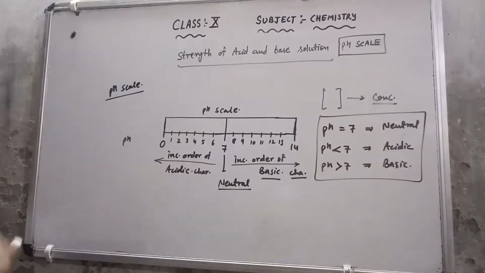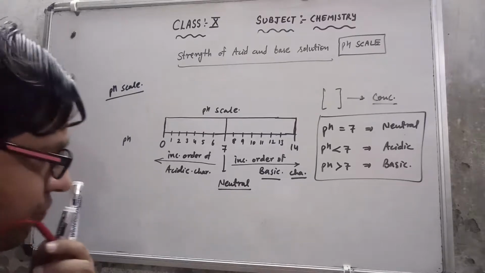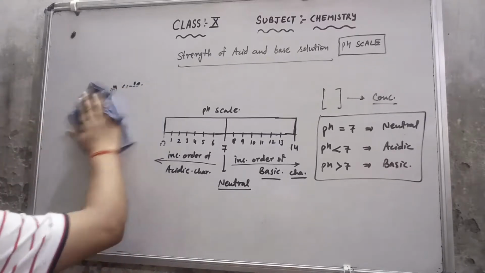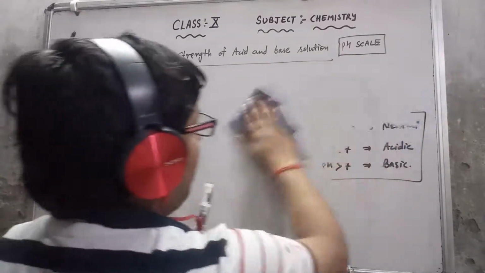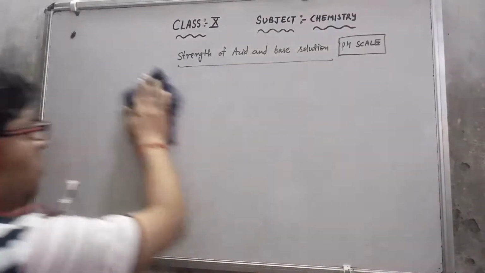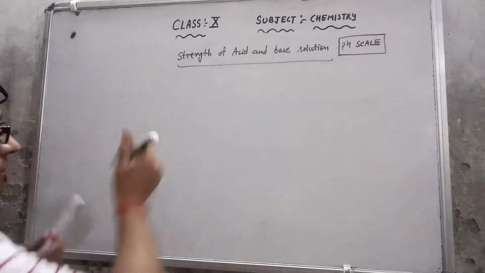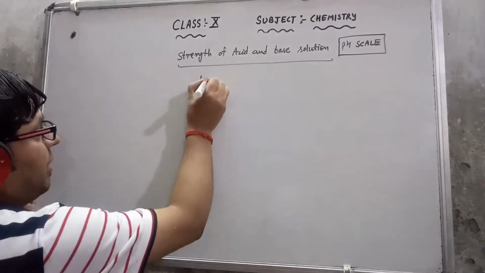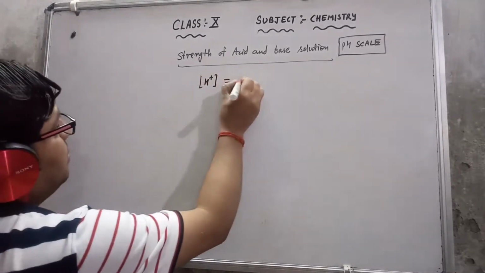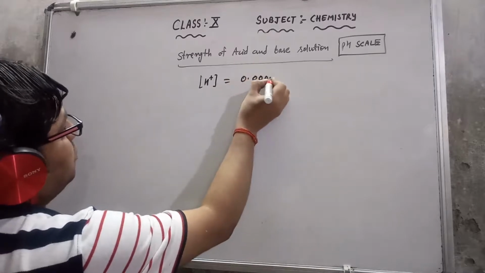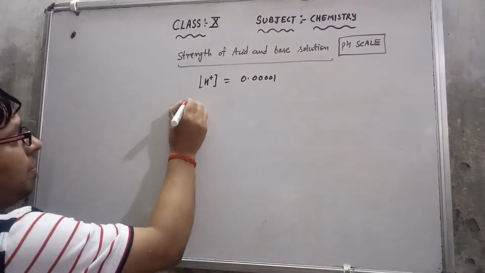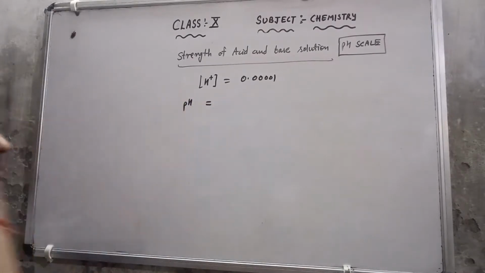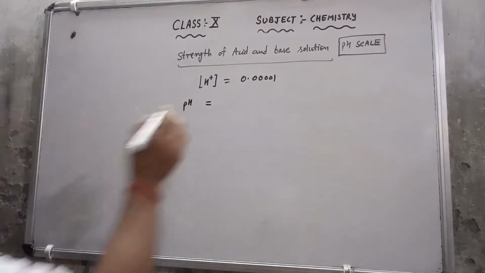Now I am discussing some questions related to pH. Suppose I have a solution which contains a hydrogen ion concentration of 0.00001. Now I want to find out the pH of this solution.